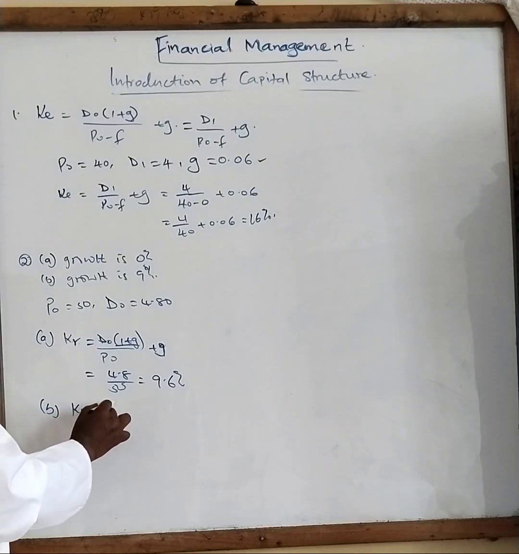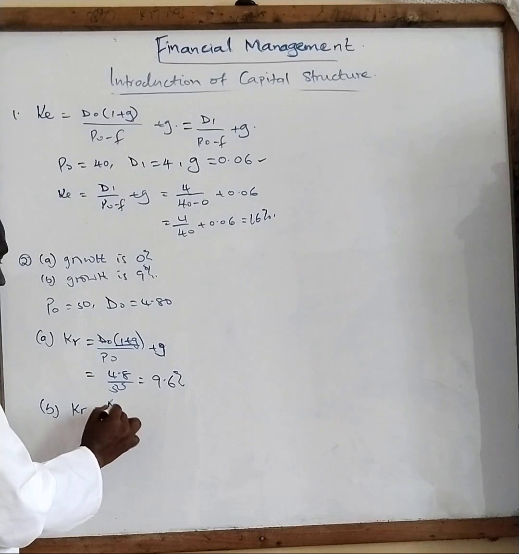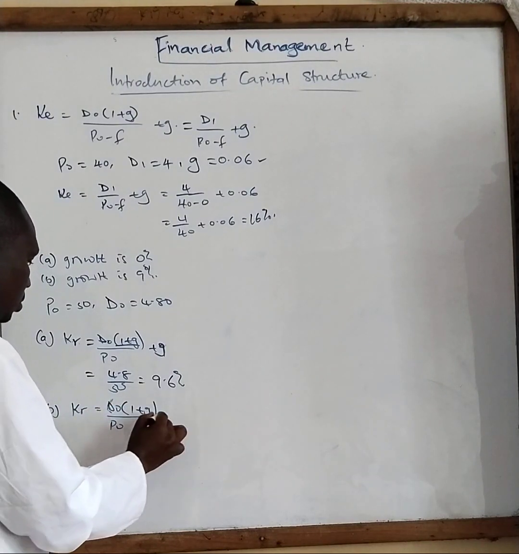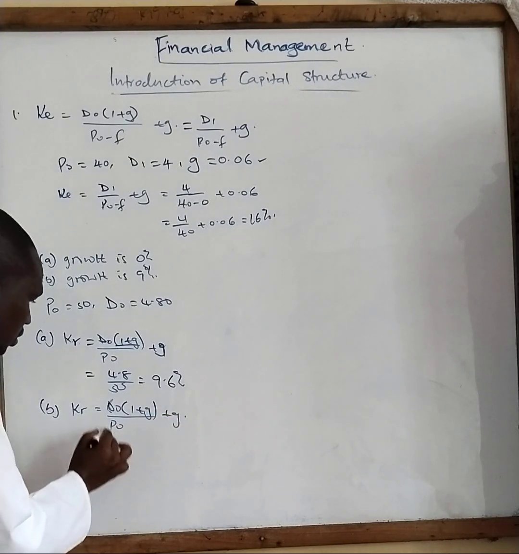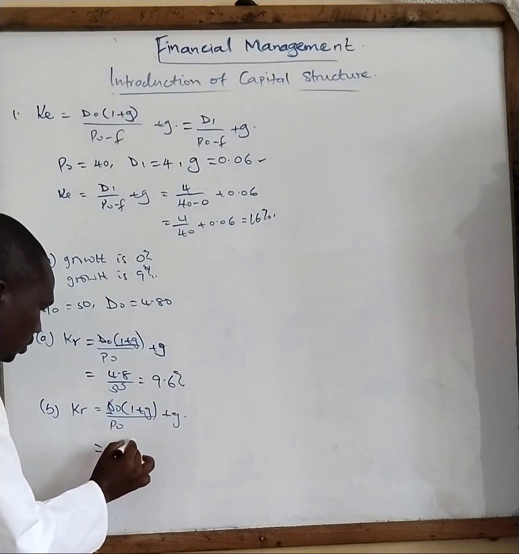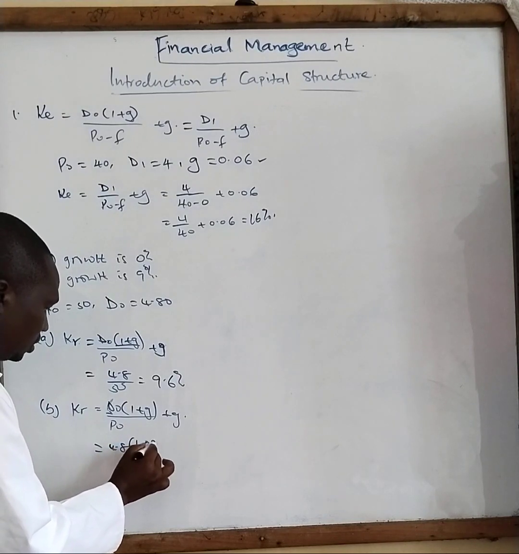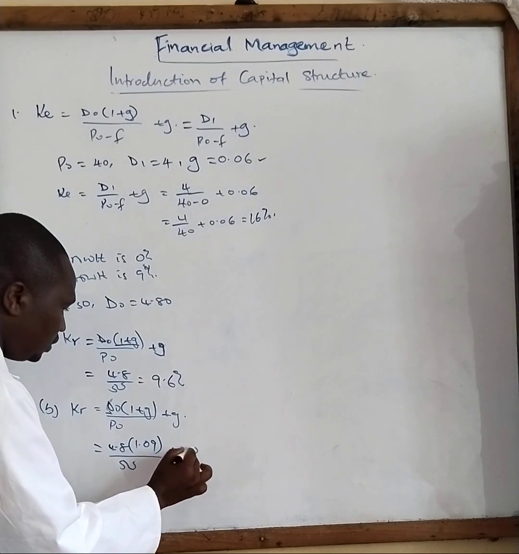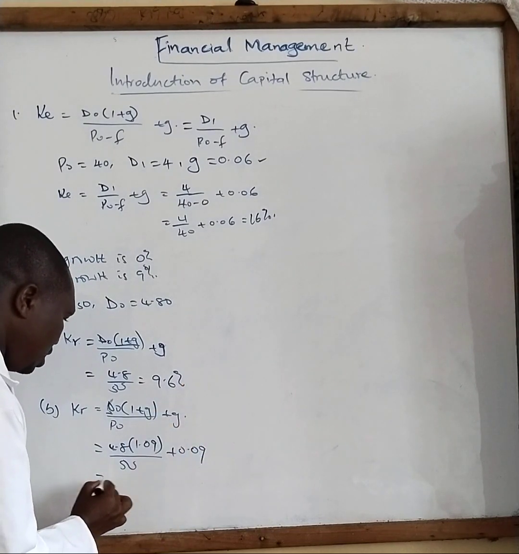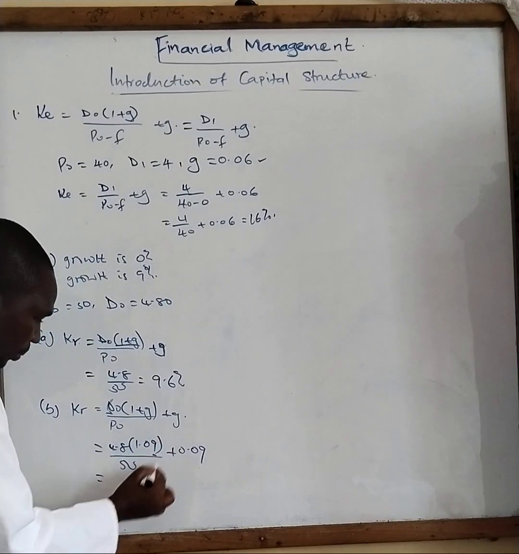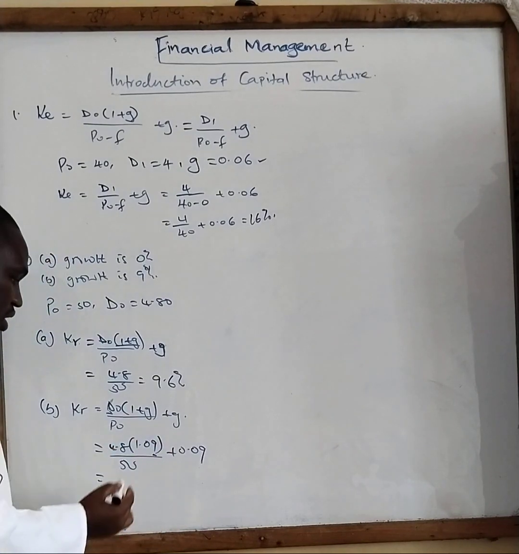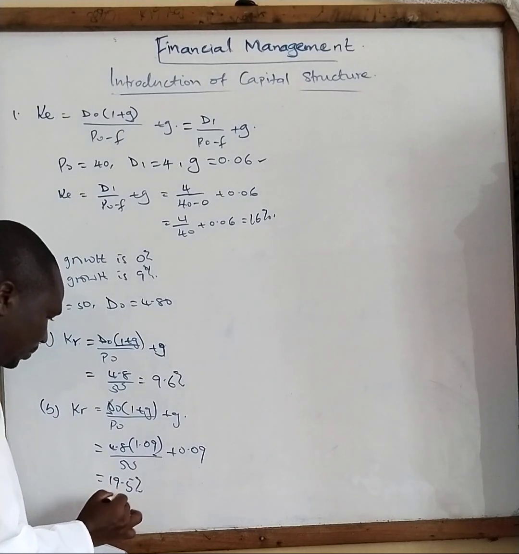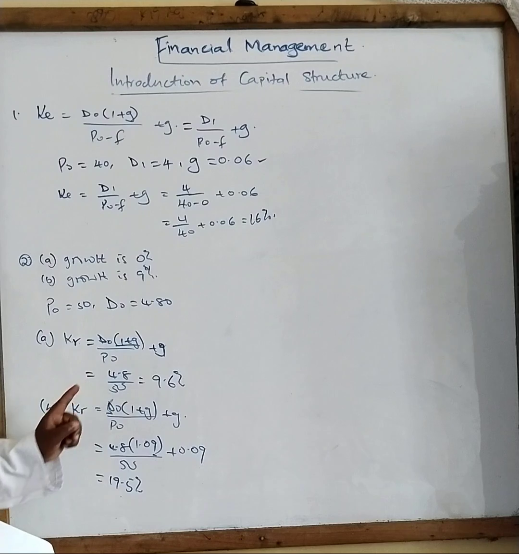B, there is a growth rate. So Kr is equal to D0 into brackets 1 plus G, divided by P0, plus G. So bring here 4.8 growing at that rate, then you divide by 50, then you add 0.09. If you work this out using your calculator properly, the answer you get is 19.5%.